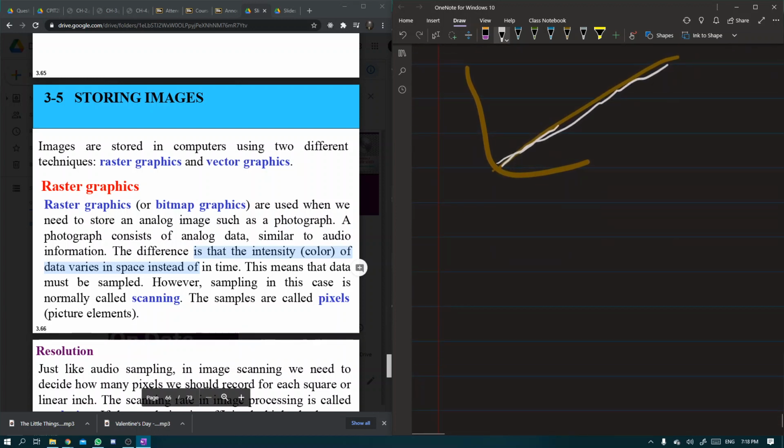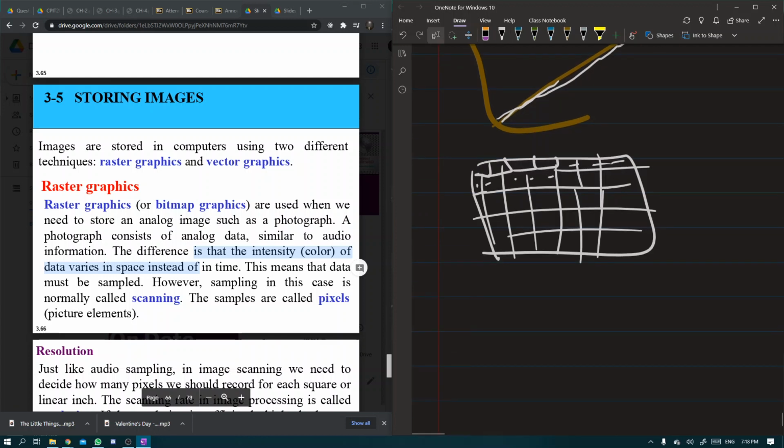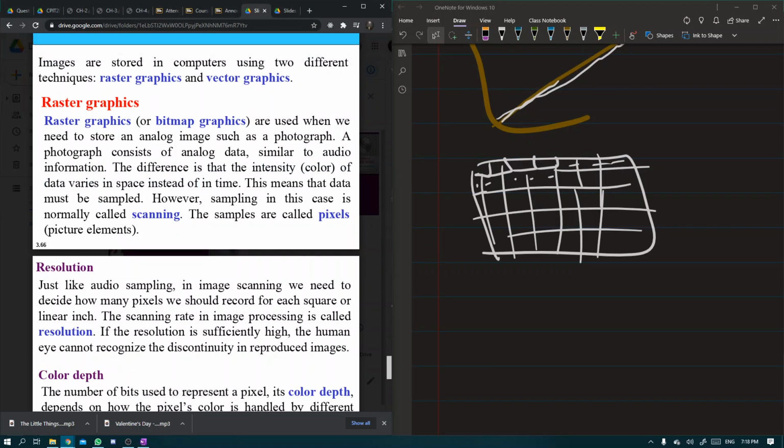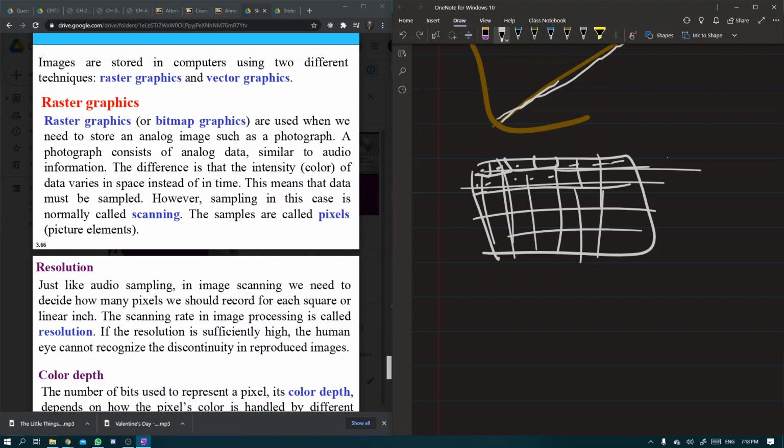So raster graphics is just taking all the pixels inside the image. You're measuring the value and then you keep measuring it across the image. But this takes a lot of memory, but sometimes it's necessary. This is also called bitmap because it's literally a map of bits. Of course, you need to take it in rows and columns. It's called scanning.